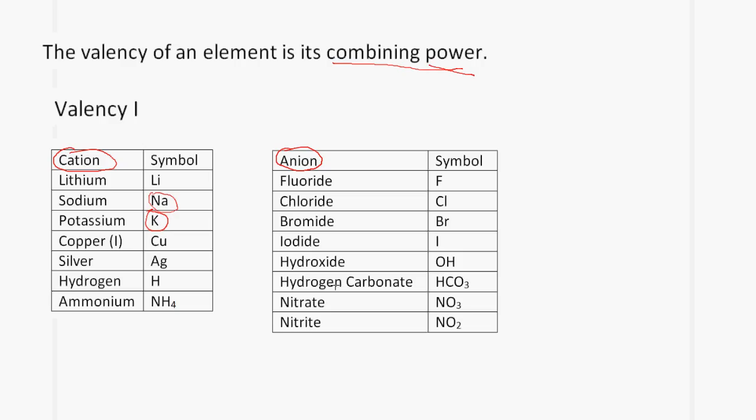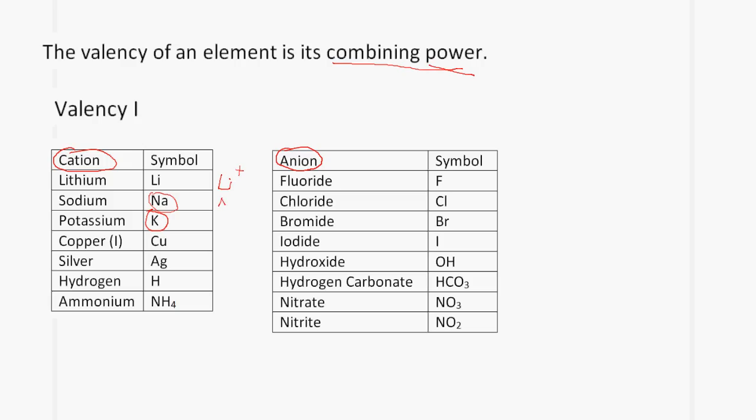Hydrogen carbonate has a valency of 1 and the symbol is HCO3. Nitrate has a valency of 1 and the symbol is NO3. Nitrite, valency of 1 and symbol NO2. Now when we say these are cations, we mean lithium is really Li with a little positive sign above it.